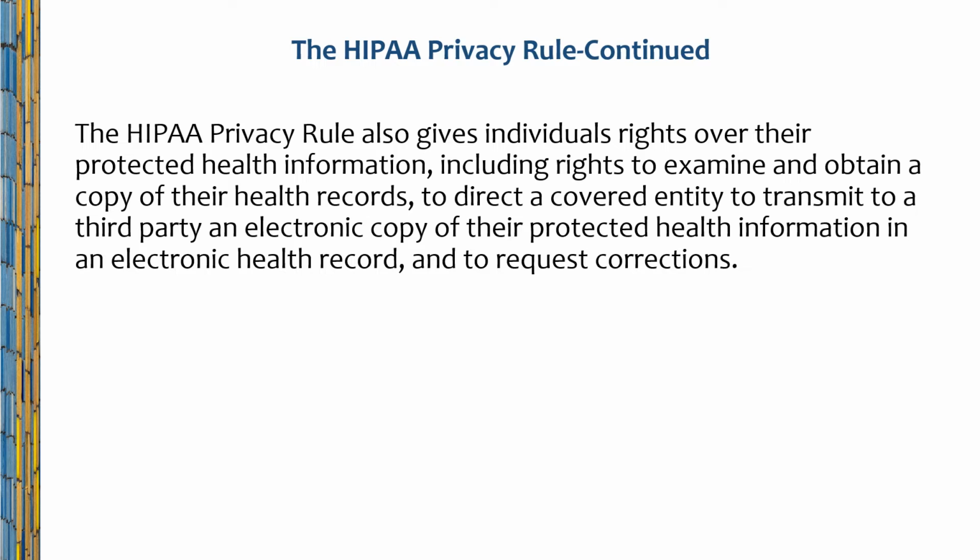The HIPAA Privacy Rule also gives individuals rights over their protected health information, including rights to examine and obtain a copy of their health records, to direct a covered entity to transmit to a third party an electronic copy of their protected health information in an electronic health record, and to request corrections.